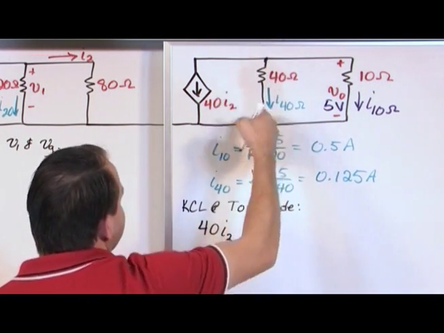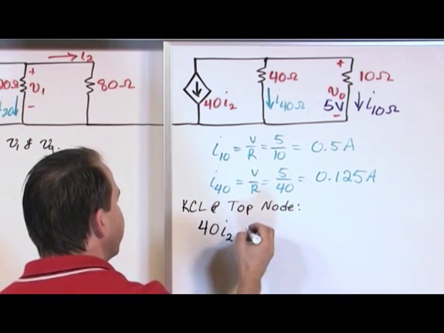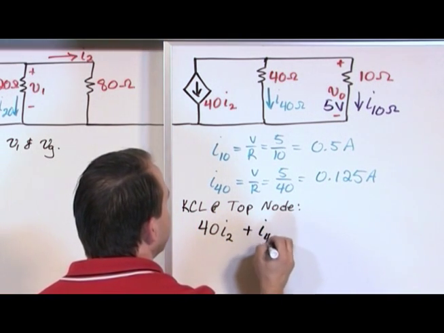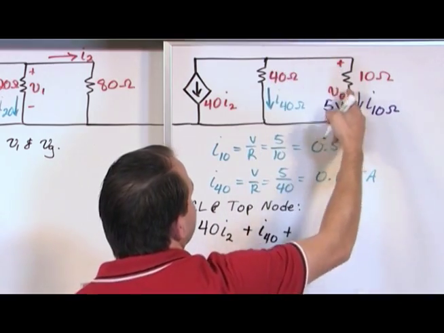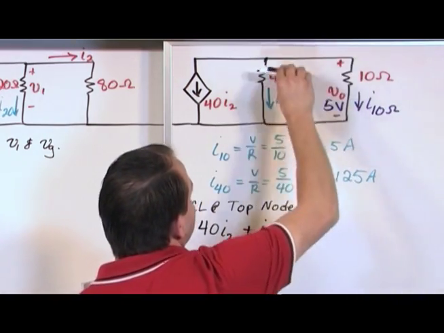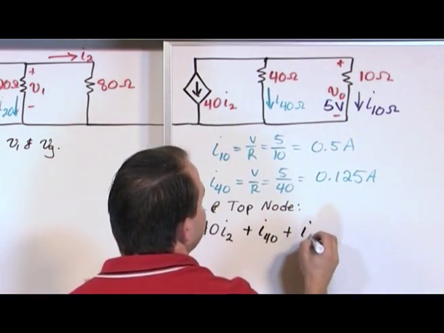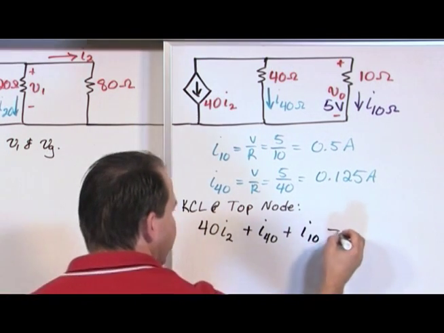Now this current is also flowing out of the node, so I'm going to go ahead and just make it explicit, plus I sub 40. This is flowing out of the node because this is current going down, this is current going down, so here we go, I sub 10. And that's equal to 0.